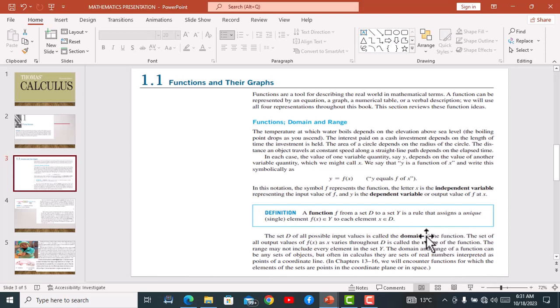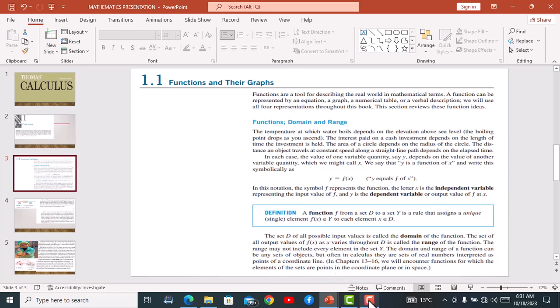So what is a domain? The domain are the values of x that satisfy a given condition or equation that should result in a particular output. So the set D of all possible input values is called the domain of the function.